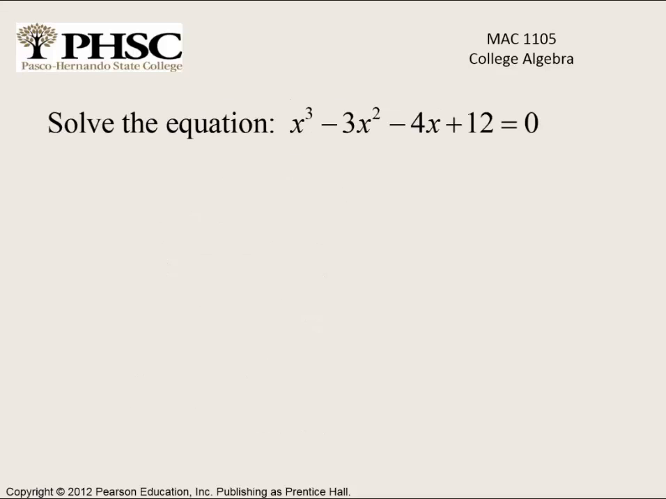So here's another example. Here we have x³ - 3x² - 4x + 12. The way that we're going to solve this is to group. We're going to group the x³ and the 3x², and we're going to group the 4x and the 12. And then we can factor out a common term for each of the groups.